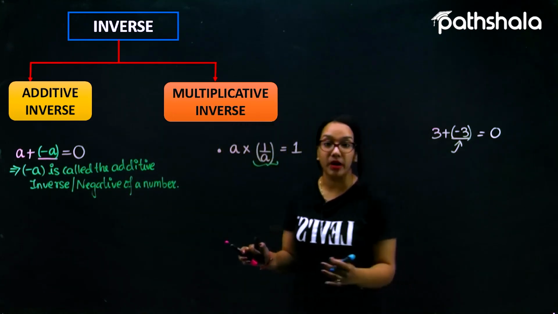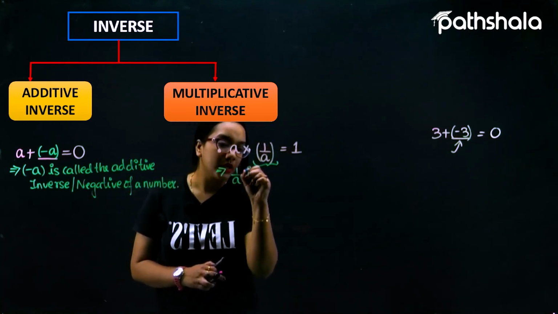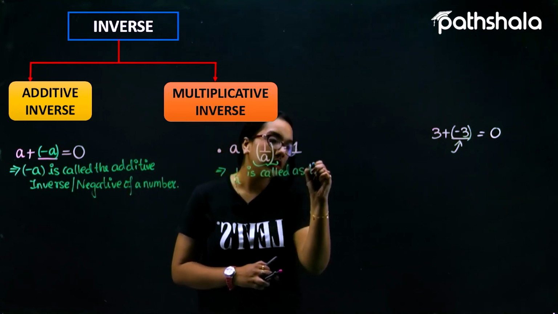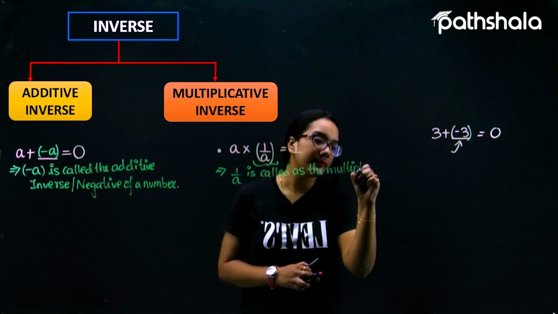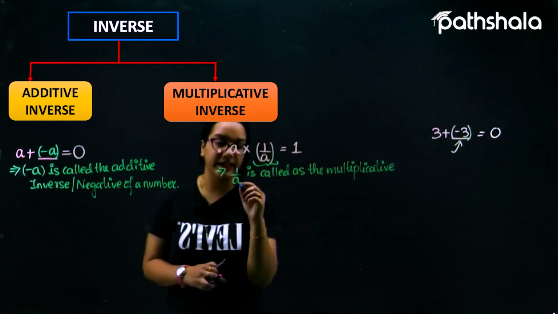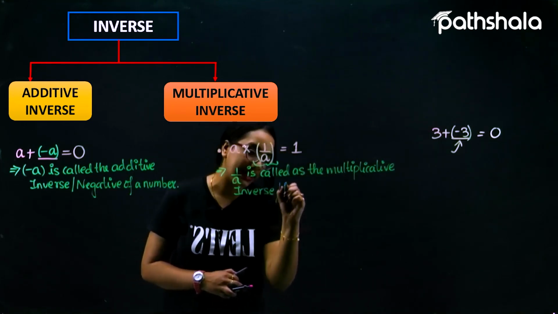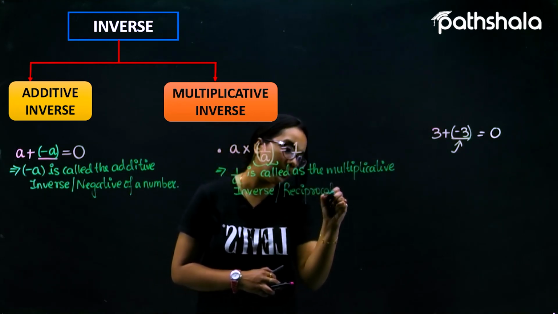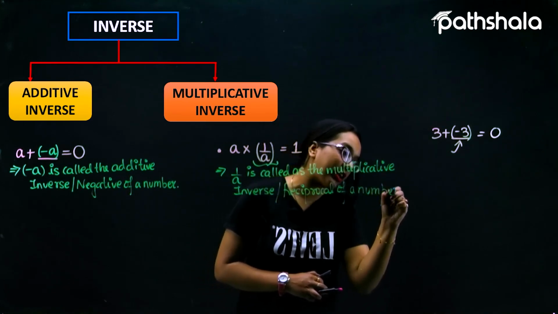So 1 by A over here is called the multiplicative inverse, and it is also called the reciprocal of a number.